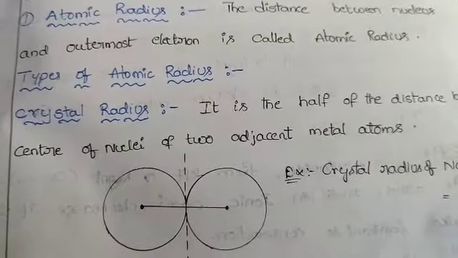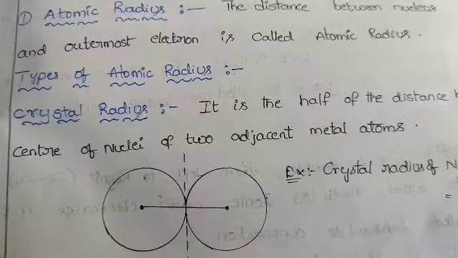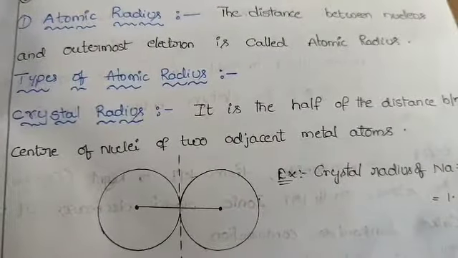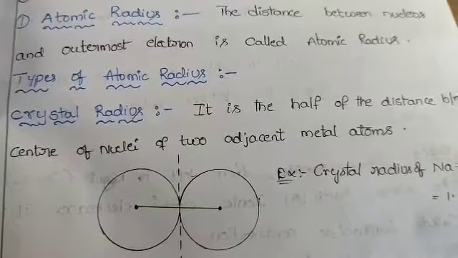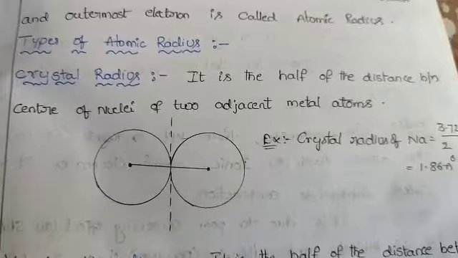Atomic radius has three types. One is crystal radius, the second is van der Waals radius, and the third is covalent radius. The first one is crystal radius.